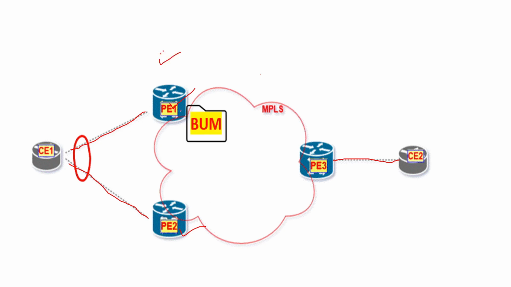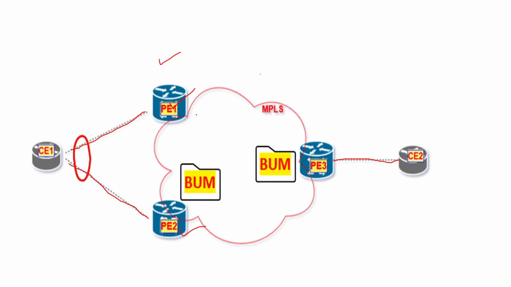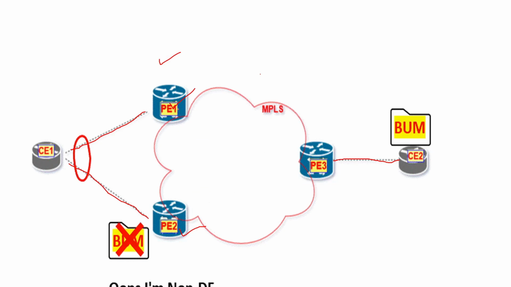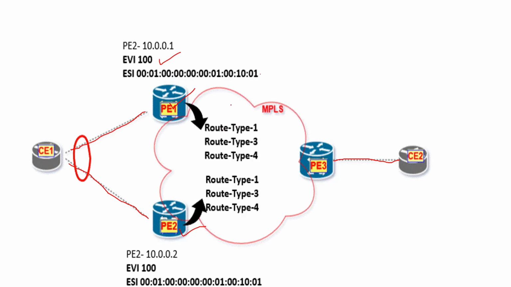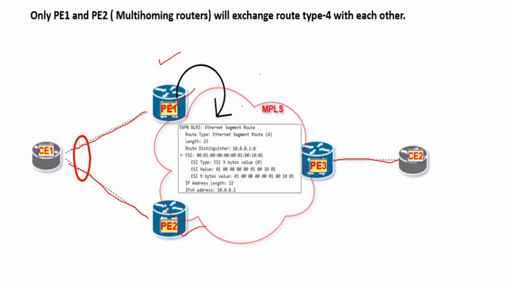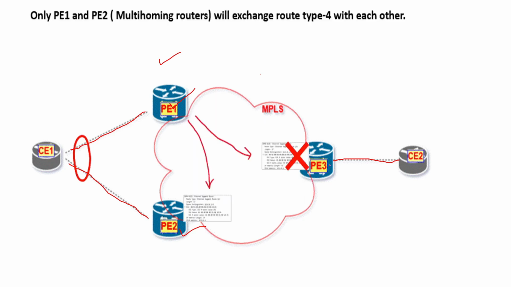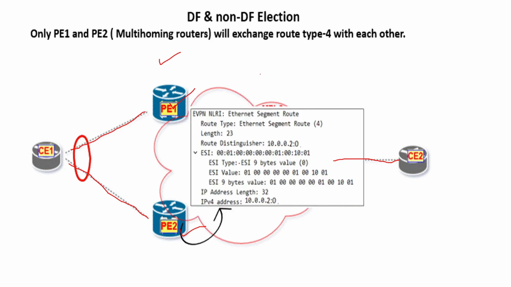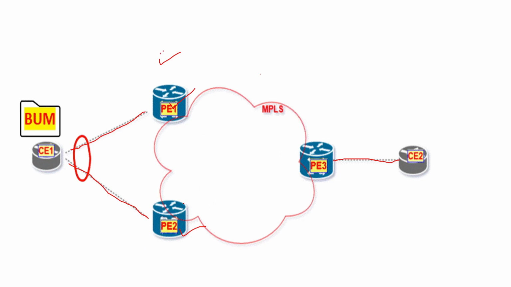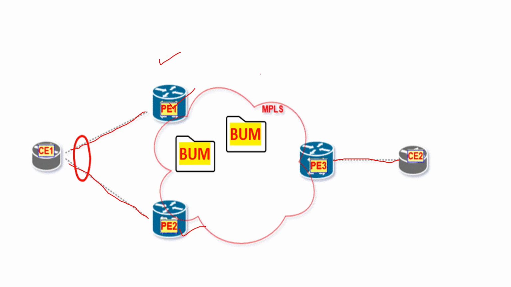So for any BUM traffic, the router will attach the label which is received from the remote PE. Let us say that PE1 will attach the multicast label received from PE3, and on top will be the transport label, and it will forward to PE3. And PE1 will forward the same to PE2: it will attach the multicast label received from PE2 and the transport label, and forward it to PE2.